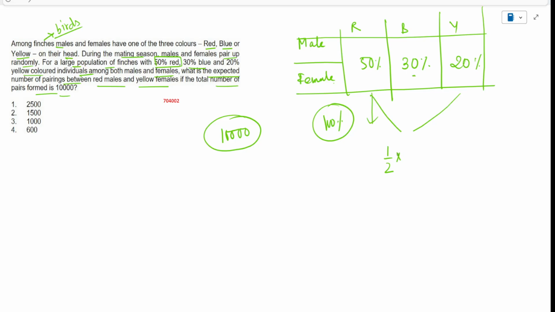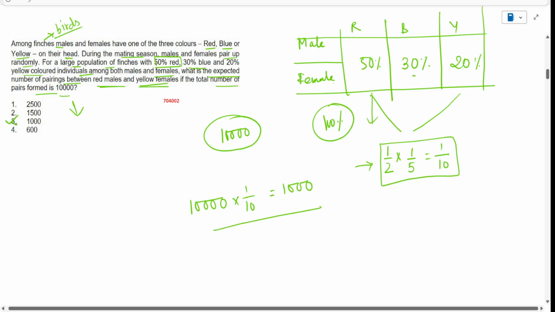And then in the case of yellow female, which contributes 20%, 20 out of 100 means 1 upon 5. So the total is 1 upon 10. This is the expected probability. Now, the total population is 10,000. So what is the number of red male and yellow females? We simply multiply 10,000 by 1 by 10, which is equal to 1,000. Therefore the answer is 1,000.